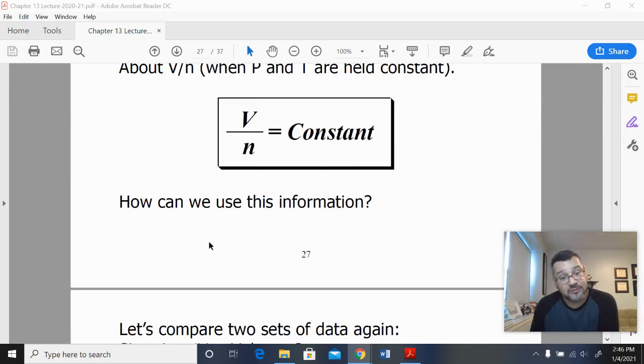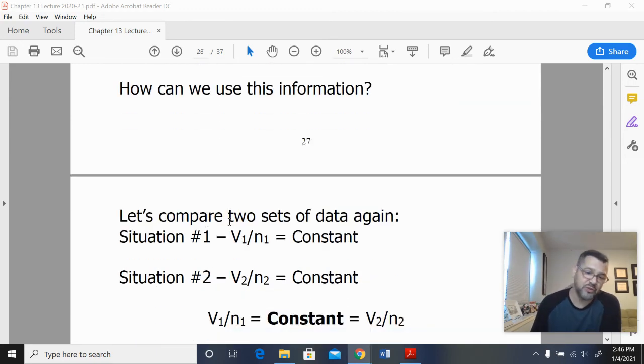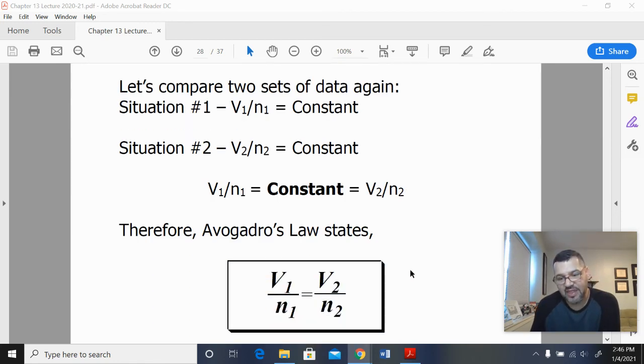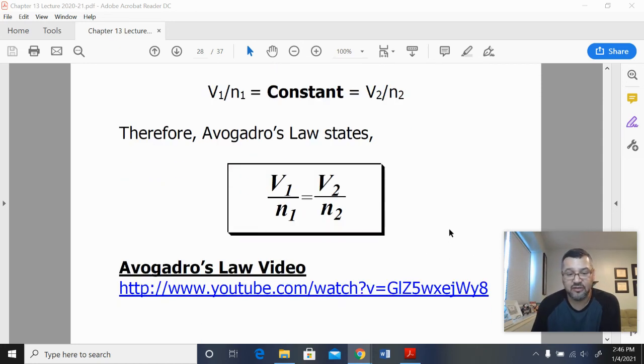So if it's a direct relationship, just like before, situation 1, V1 over N1 is equal to a constant, and V2 over N2 is equal to a constant. If they're equal to the same constant, then they're equal to each other. And that is Avogadro's law. So the ratio of the volume and the moles is equal to the new condition of the same ratio. And so here's a video to reinforce the idea.